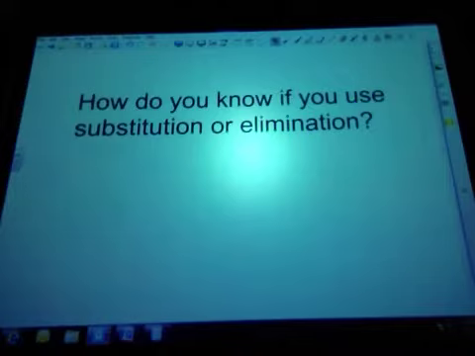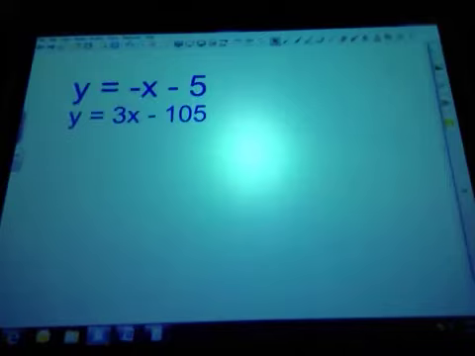If one of the equations already says x equals or y equals, I use substitution. If both of them are lined up, with the x's lined up, the y's lined up, and the equal signs lined up, then I use elimination. So in this first example, we have both equations equal to y. That means it would probably be easier to use substitution.